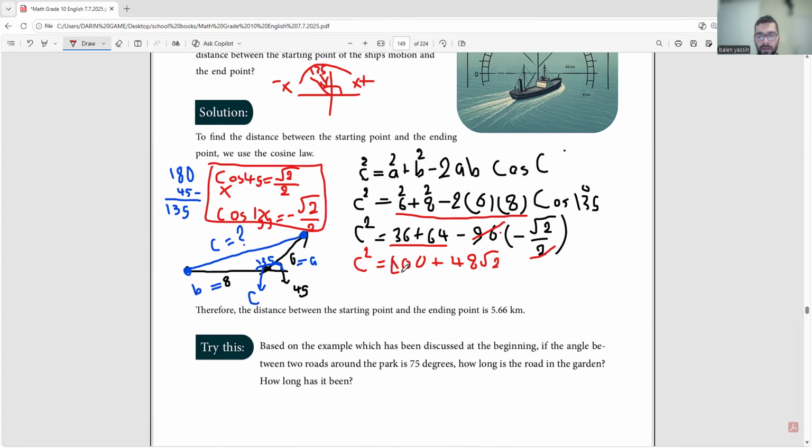Now I have this number being equal to c squared. How do I find the value of c? You basically take the square root of both sides. c is equal to the square root of 100 plus 48 square root of 2. Let's see how much we get for this. By the way, for this one, you will need a calculator because square root of 2 is not an easy value.